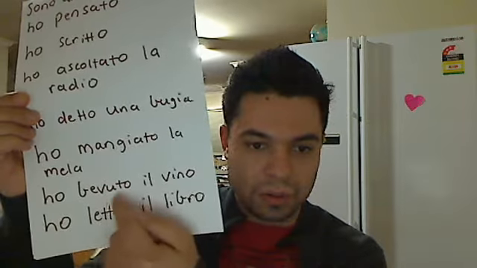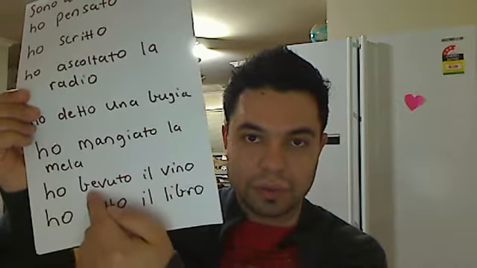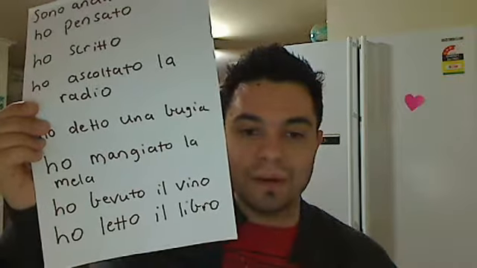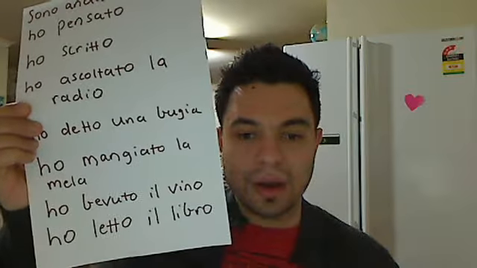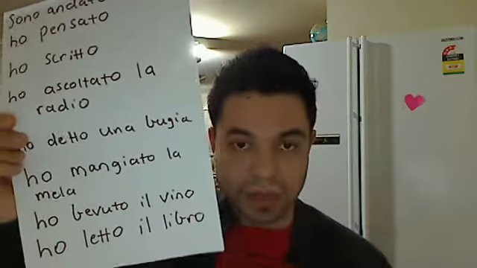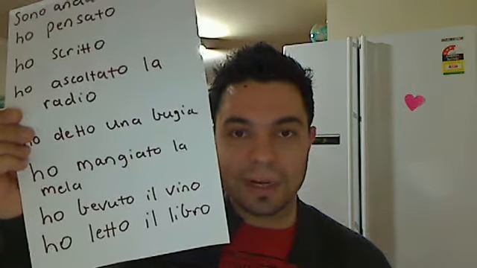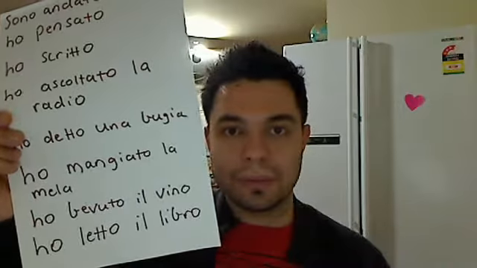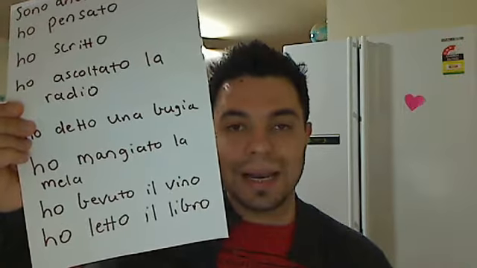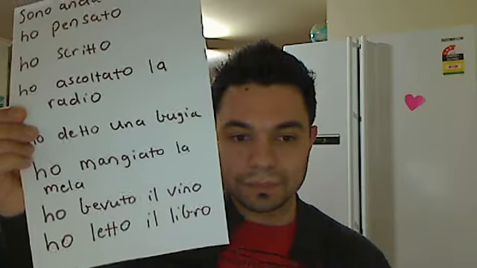So bevo, I drink, becomes ho bevuto. Don't separate these two. So ho, always ho, bevuto. Il vino, the wine. Ho bevuto il vino. So I drink the wine is bevo il vino, but I drank the wine is ho bevuto. And then we have leggo. Leggo il libro, I read the book, becomes ho letto il libro. So pretty straightforward.